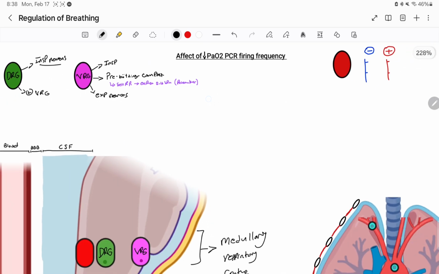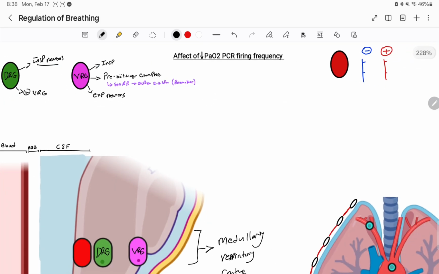Anyways, during exercise, you need to inspire more. So not only do you recruit the DRG inspiratory neurons, you also recruit the VRG inspiratory neurons. But then as you're about to breathe out, you also have to breathe out more forcefully. So not only do you turn off the inspiratory neurons to allow for a passive recoil, you also recruit some accessory expiratory muscles. How? By turning on the expiratory neurons of the VRG.